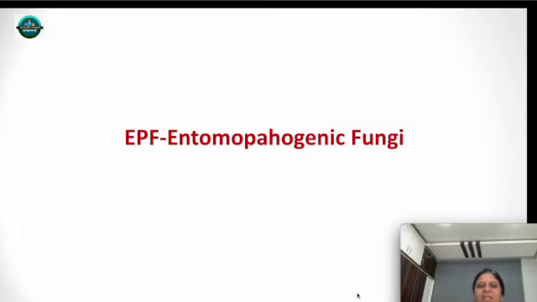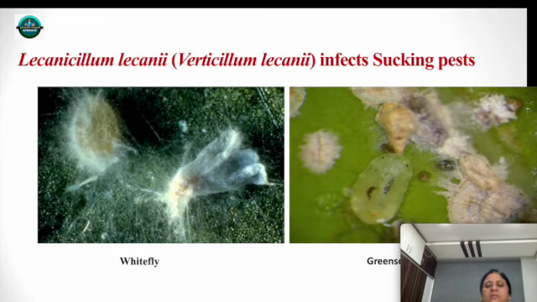Latha Organic Farming. Let us see EPF, entomopathogenic fungi, which cause diseases to the insect pests of horticultural crops. This is Lecanicilium lecanii. Earlier it was called Verticillium lecanii. Mostly it infects sucking pests. Here you are seeing the insects affected with Lecanicilium lecanii, whiteflies and green scales.